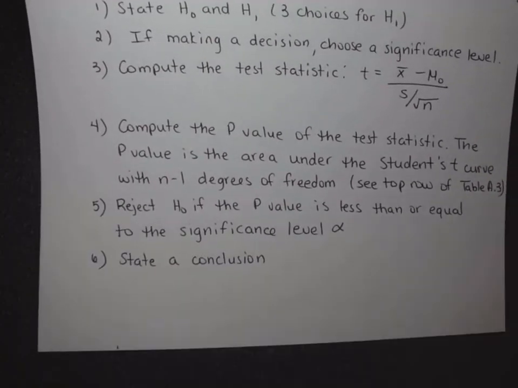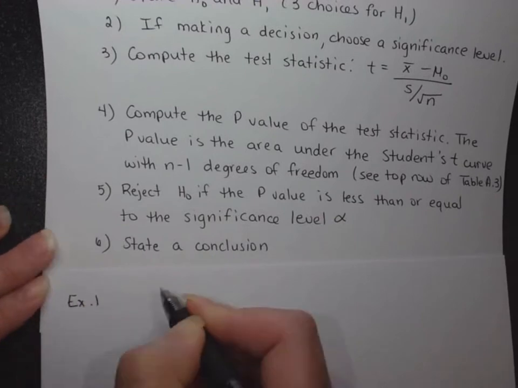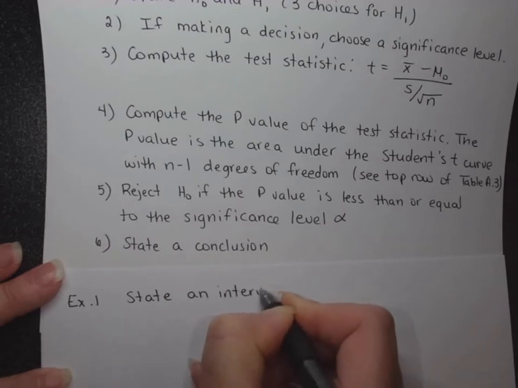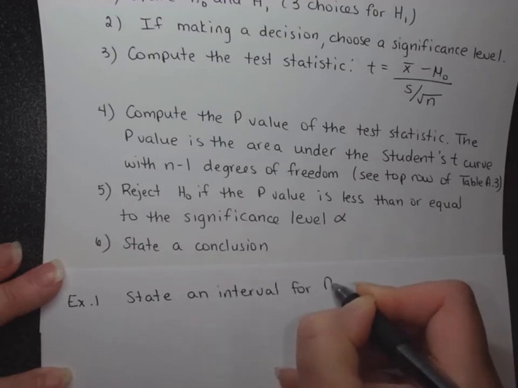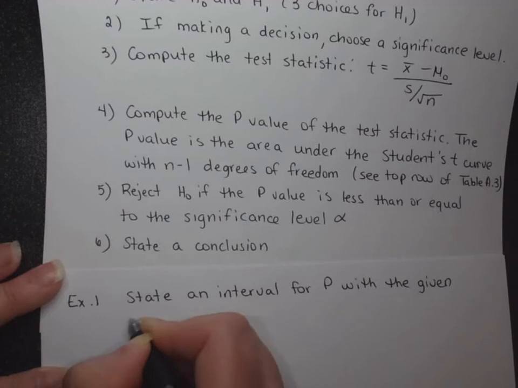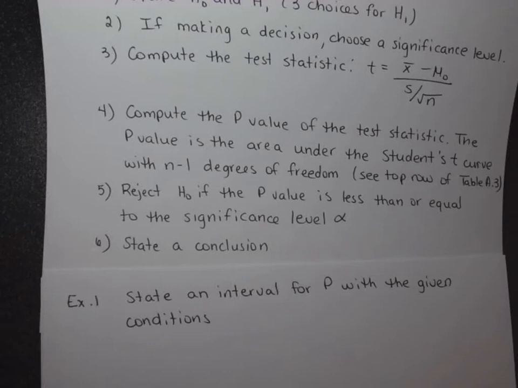Go ahead and have your table out and let's look at a few examples. So I want you to state an interval for P with the given conditions. All right, so let's say that I give you this information.